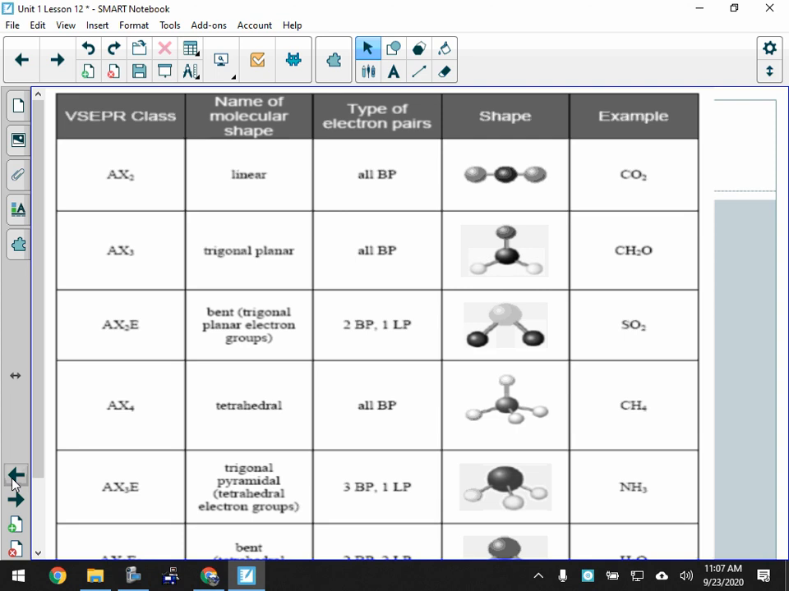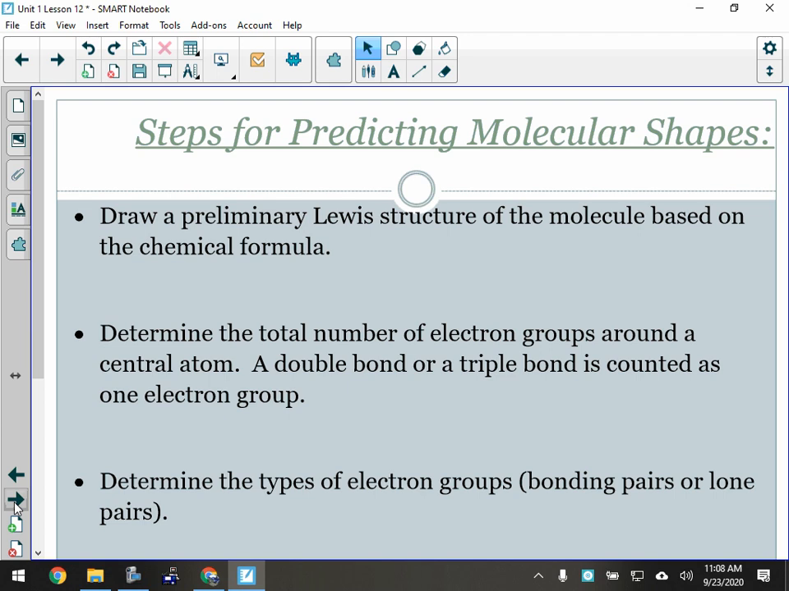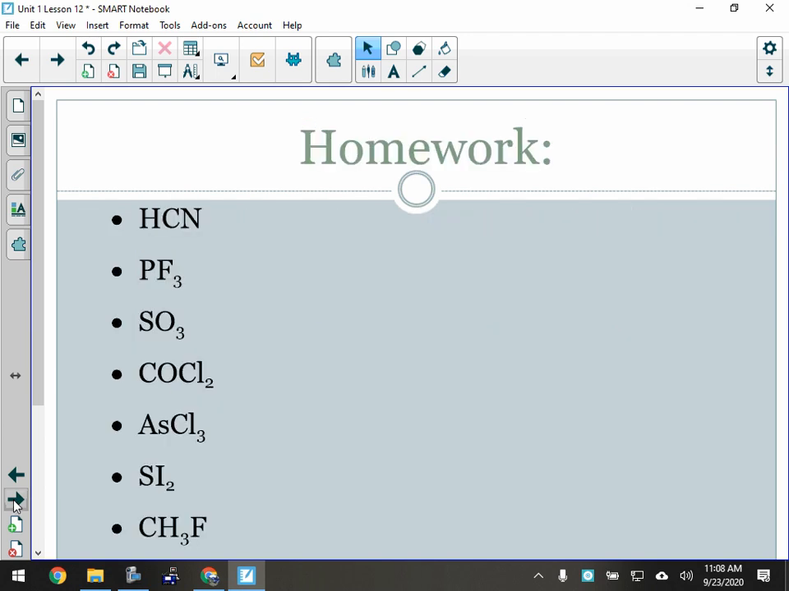But at this point, and it says all bonding pairs and all that stuff, I think as long as we know the formulas, the names, and the bond angles for today, that's kind of what we're at. But we'll add on to that eventually. Okay, so here's our homework.